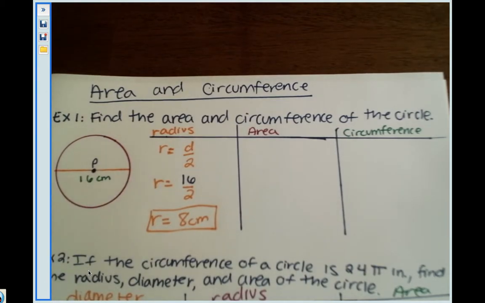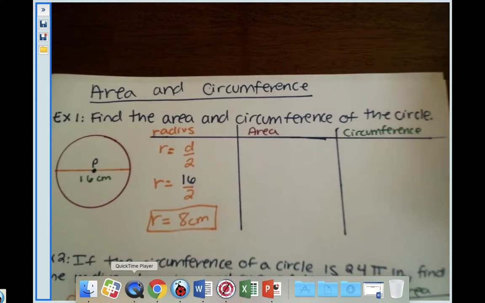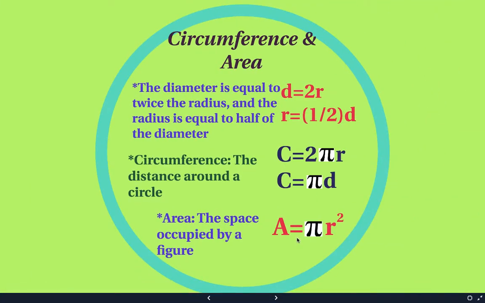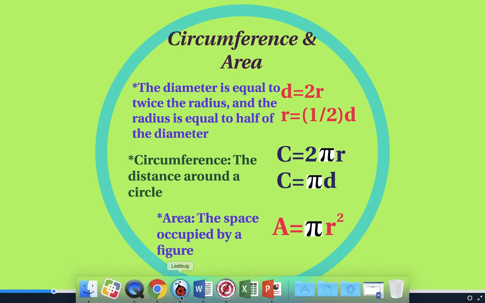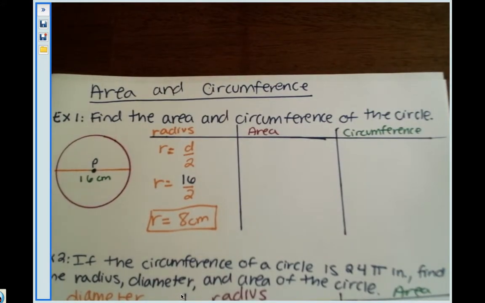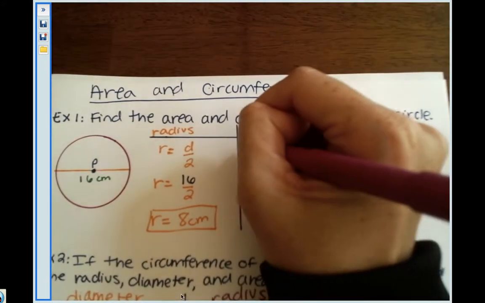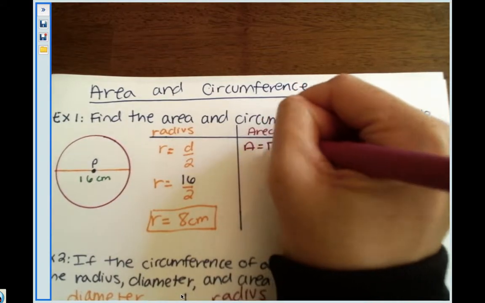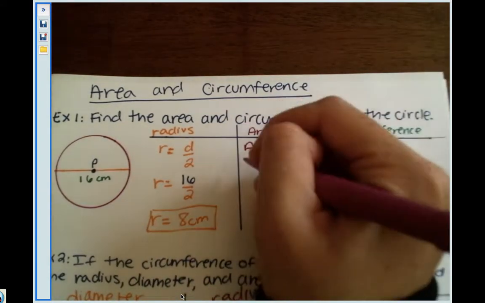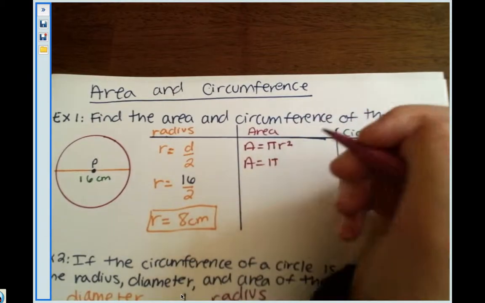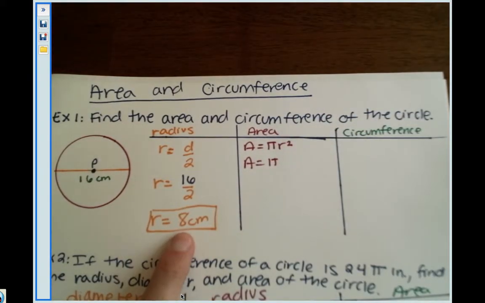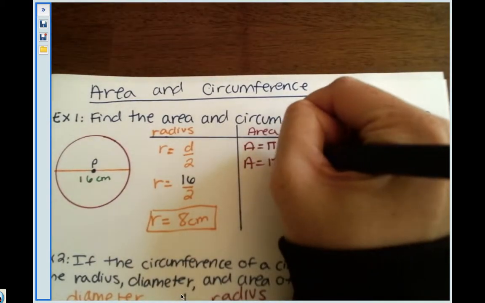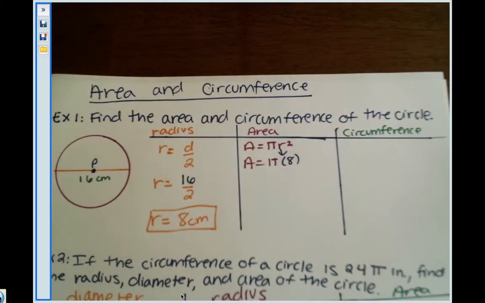Let's write down that nifty area formula, which is just a quick recap. Area equals pi r squared. Pi times the radius squared. So I'm going to be using the radius to help me solve that. So area equals pi times my radius, which we just found out was 8. So I'm going to fill that in, and then we're just going to square it.